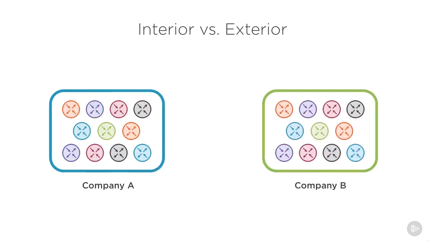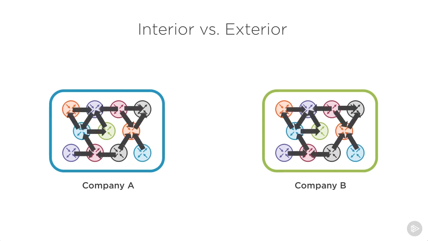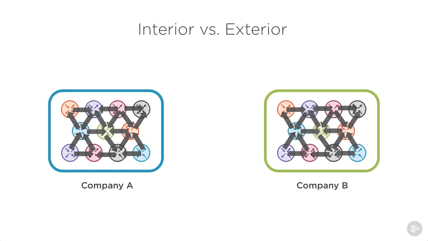So here we have two autonomous systems, Company A and Company B. Our interior protocols are going to propagate routes between each one of those routers within either Company A or Company B, but our interior protocol will not transfer information between Company A and Company B.